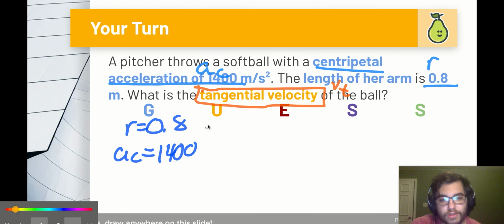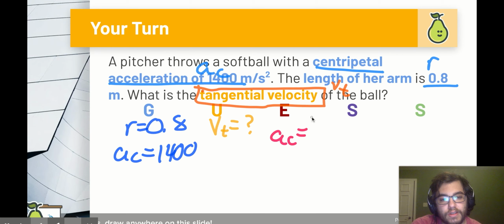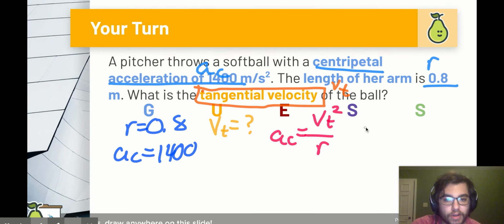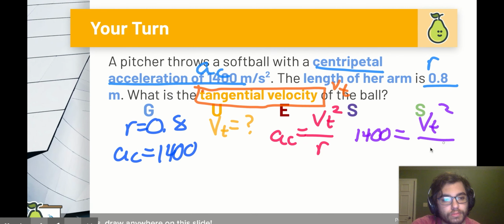And tangential velocity, again, is equal to question mark. All right. Our equation is AC is equal to VT squared divided by R. This one, again, is tricky just because you have to make sure that you put everything in the correct spots. So 1400 goes over here, not where VT is, because that's what we'll be solving for. And this is equal to 0.8.